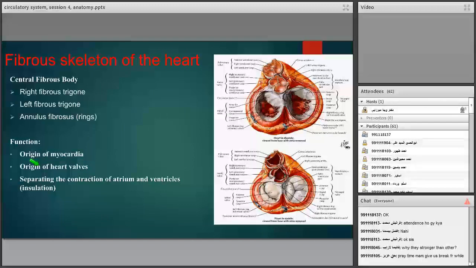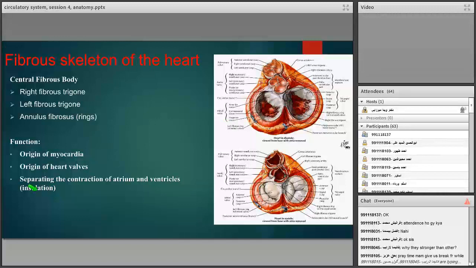The next part is that they are an origin for heart valves, for the tricuspid, mitral, aortic, and pulmonary valves. And the other function is that they are separating the contraction of the atria and ventricles. They are insulating these contractions, because when the atriums are contracting, the ventricles must be relaxed. And when the ventricles are contracting, the atriums must be relaxed.